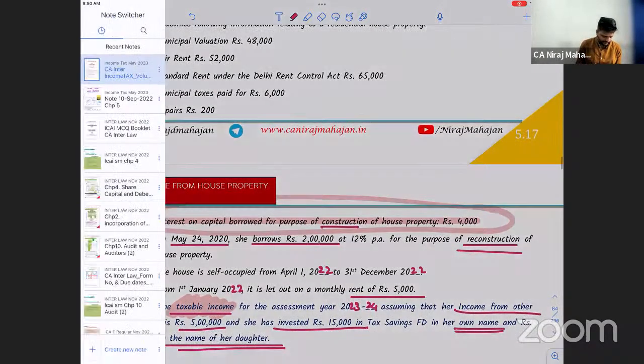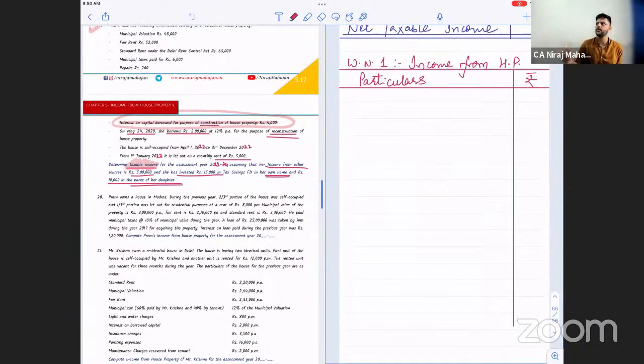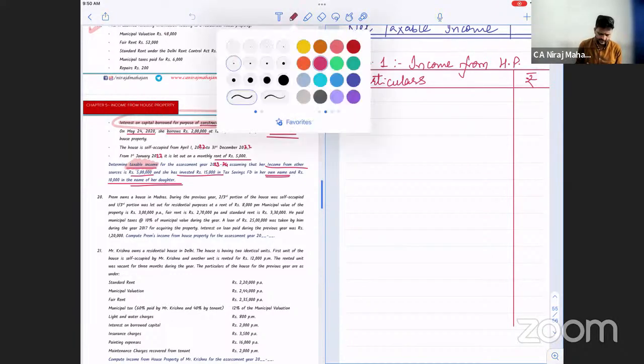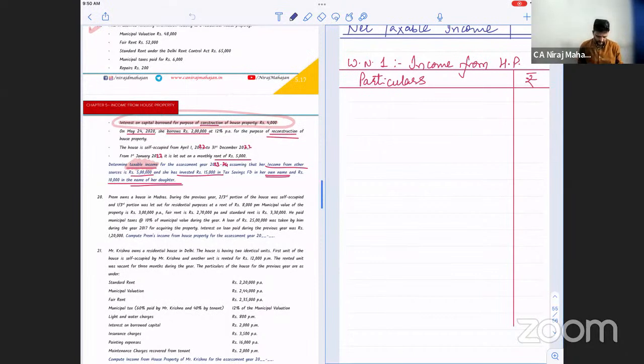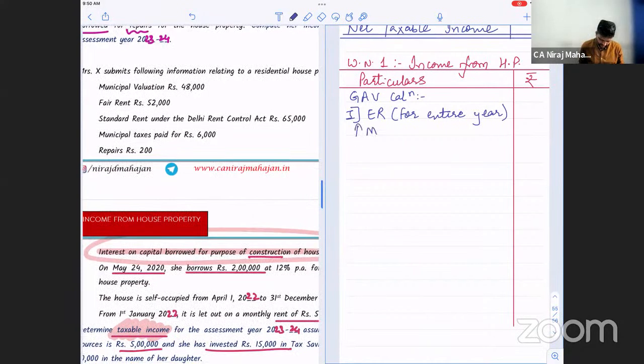Let's go ahead. Income from house property. Now, the question I read with you, so the case you know, it is some part of the year let out, some part of the year self-occupied, and for GAV calculation, especially for expected rent, we take the entire year. So nothing new I am telling you right now, and we'll solve it together. GAV calculation. First one, expected rent, I'm writing for the entire year. These figures I told you are for the year.